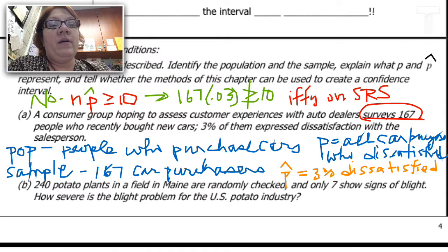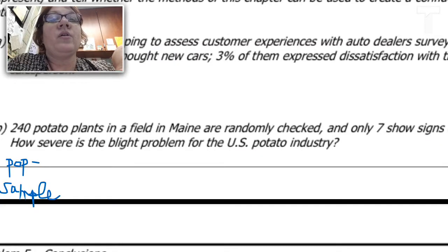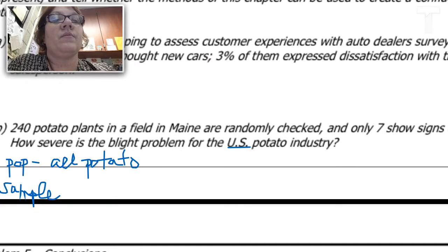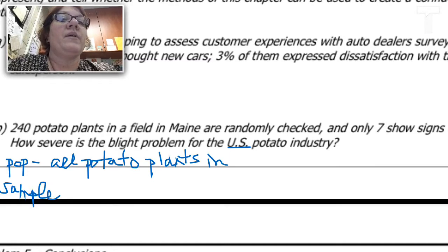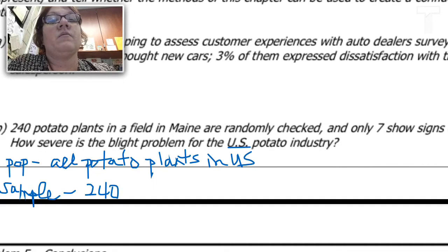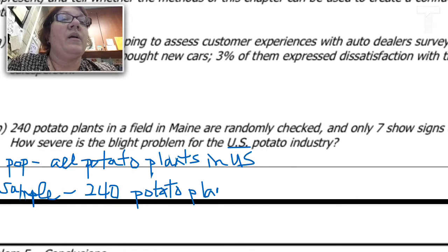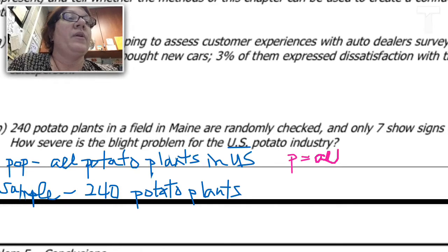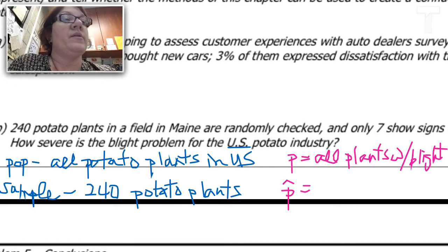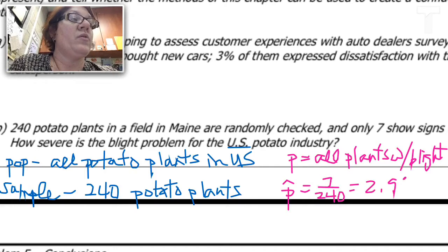And then moving on to the next one, of course the population would be all the potato plants, specifically in the US, and my sample would be the 240 potato plants in the field, and my proportion that I'm interested in would be all the plants with blight, and the sample proportion would be the 7 out of 240, which I think I calculated as 2.9%.